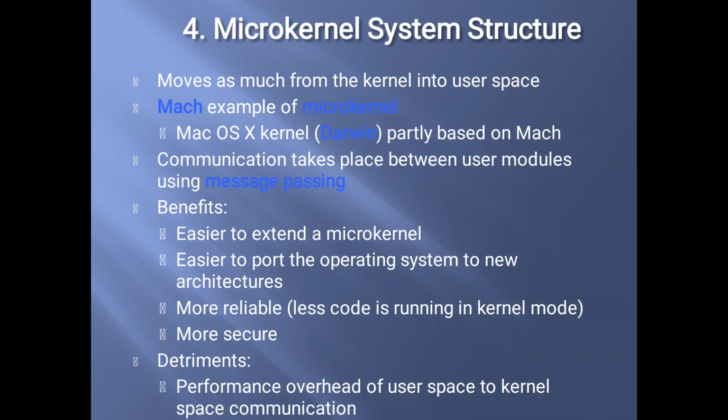The next approach is the microkernel system structure. Here it moves too much from the kernel into user space. An example of a microkernel is the Mac OS X kernel, partly based on Mach. Communication takes place between user modules using message passing, so it is more beneficial. Using message passing, the kernel and the OS communicate, so it is easier to extend, the process and scheduling are easier, and it is more secure compared to the existing ones.